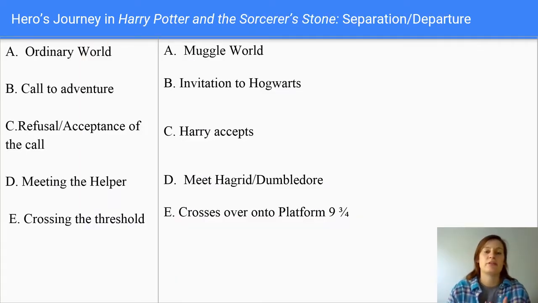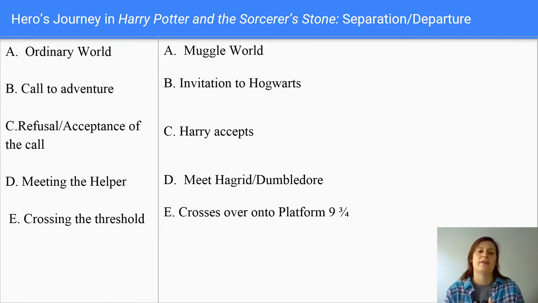So the first part of the hero's journey that I want to talk about is really before we cross into the threshold of the magical world. And so this is really the separation or departure from the real world. So at first we're in the ordinary world, the Muggle world, where Harry is living with the Dursleys and he's not very happy. And then we have the call to adventure. So this happens in two ways, where we have the very clear invitation to Hogwarts through the letters, but then also we have the specific moment where Hagrid finds Harry and the Dursleys and tells Harry that he in fact is a wizard.